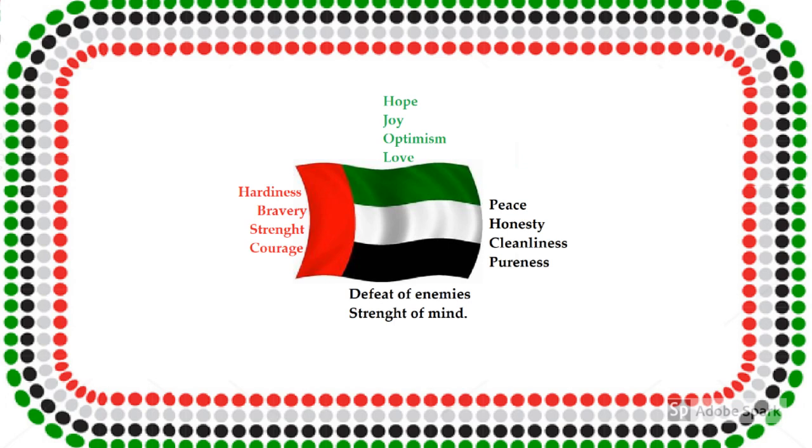The white symbolizes peace, honesty, cleanliness, and pureness. That is why we always wanted to be honest. We are always telling the truth. And the black represents defeat of enemies and strength of mind. Defeat of enemies meaning there are different kinds of enemies. Sometimes, these enemies are the bad works of others that we do not want to do. So, whenever we are resisting from these bad works, we are defeating these.